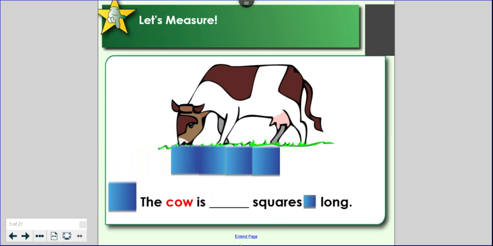Am I done measuring yet? If you said no because we're not all the way to the end, then you are correct, friend. Am I done yet? Nope, not to the end yet. There's still part of my cow left. We just got to get all the way to the end of the tail. All right, let's see here. Oh my goodness, what did Mrs. Giffen do? I lost one of my squares. Hold on, let's fix that.